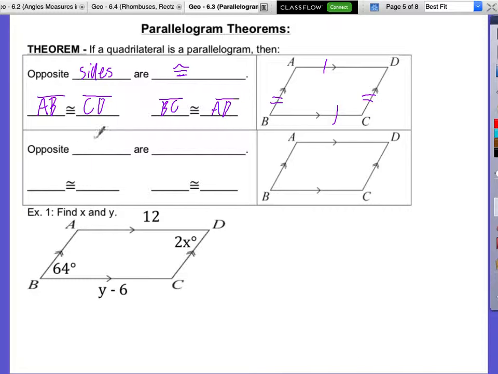So the next one we have is opposite angles are congruent. A quadrilateral is a parallelogram if and only if opposite angles are congruent. So if we know the opposite angles are congruent, we automatically know that it's going to be a parallelogram. Even if we don't know anything else about this four-sided figure, other than the opposite angles are congruent, we can know that both pairs of opposite sides are parallel and congruent.